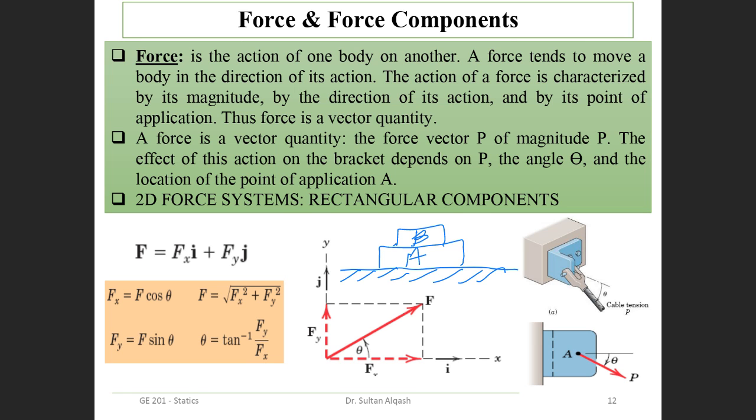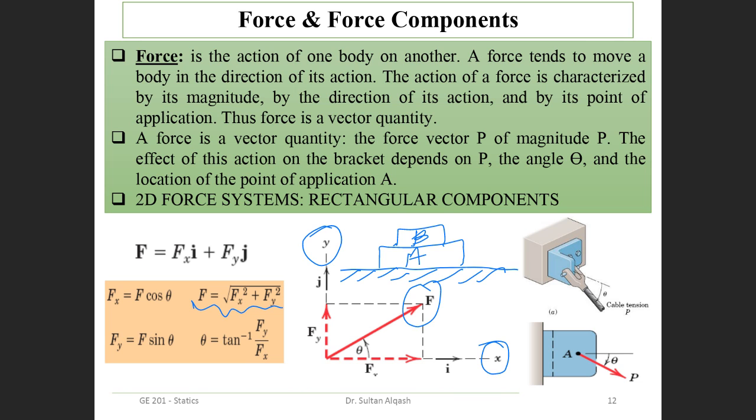So we know that the force is a vector quantity, so it has a magnitude and a direction. Simple, right? So this is how we're going to find the resultant, the square root of the forces of x. For example, here, if this is F, I find the components in the x-axis and the component in the y-axis.